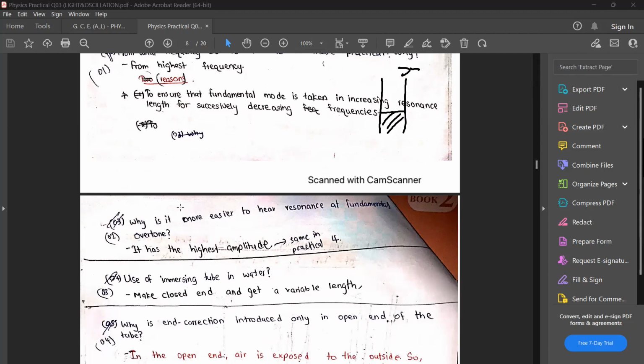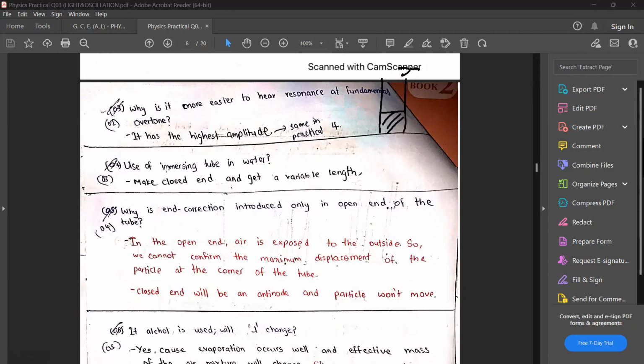Likewise, why is it easier to have resonance of the fundamental mode here? Now this is a very famous question, right? We did this in the sonometer question as well. If you take the fundamental overtone, the energy produced in the resonance of the fundamental overtone is very much higher than that of higher overtones.